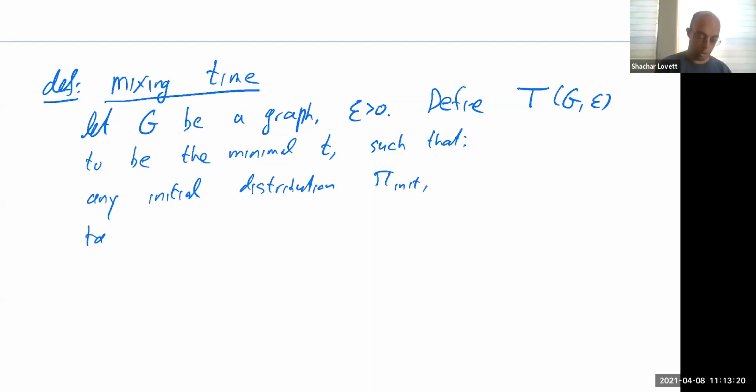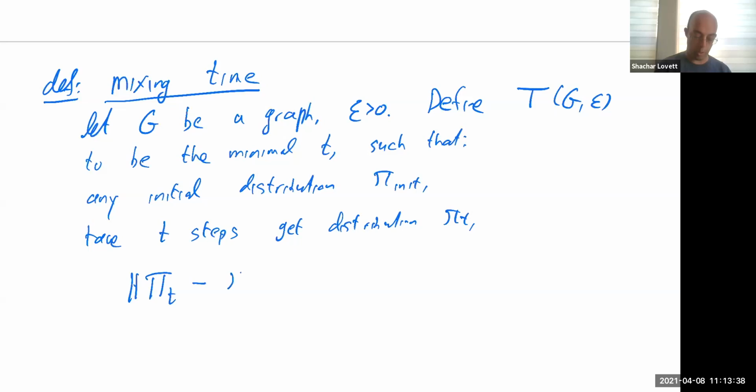So we take these steps and get distribution pi_T, and we require that we look at pi_T and its L1 distance to the uniform distribution, which I'm just going to use pi_S for this stationary distribution.